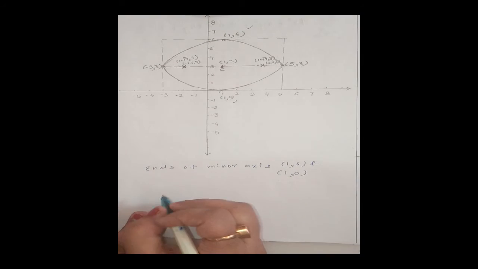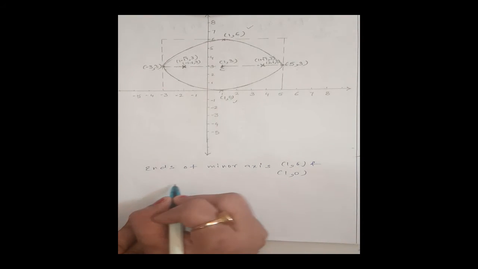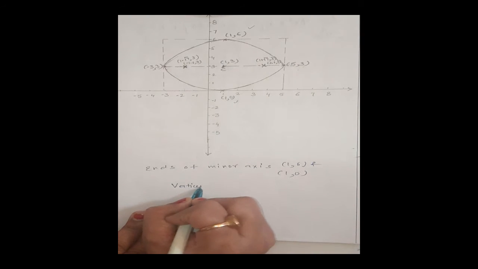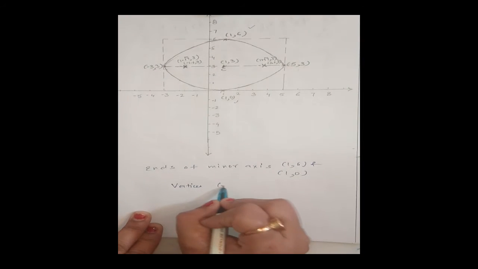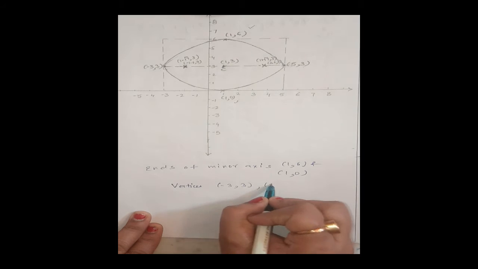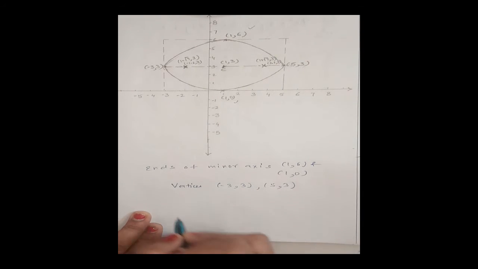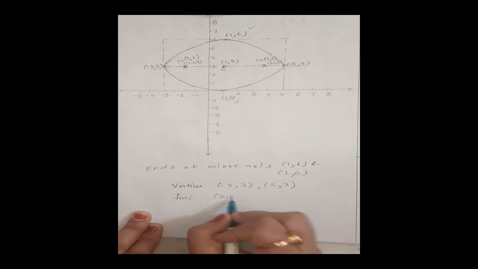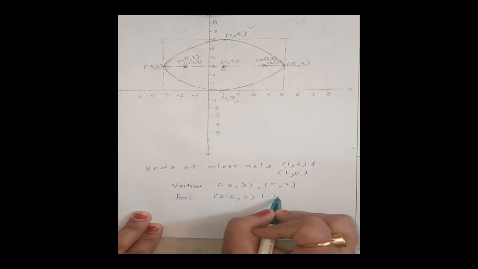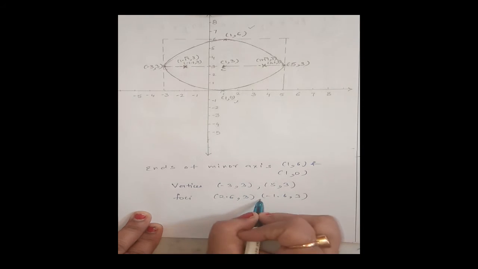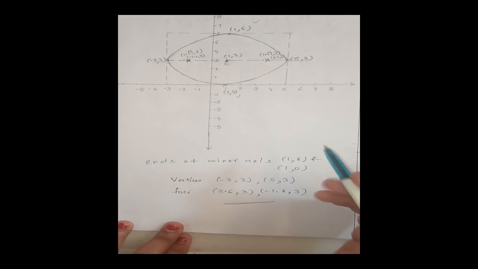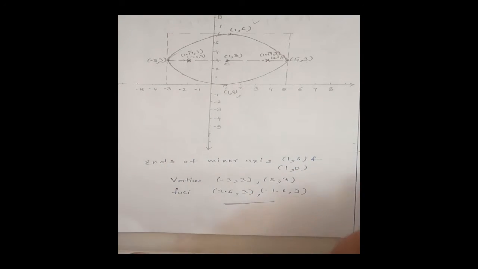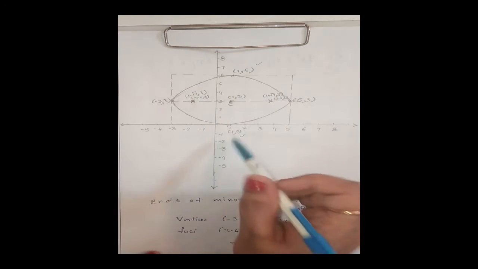Vertices, we also want to find the vertices. Vertices are (minus 3, 3) and (5, 3). Also we want to find the foci, and foci are (2.6, 3) and (minus 1.6, 3). Clear? This is how we will trace our ellipse with center other than origin.